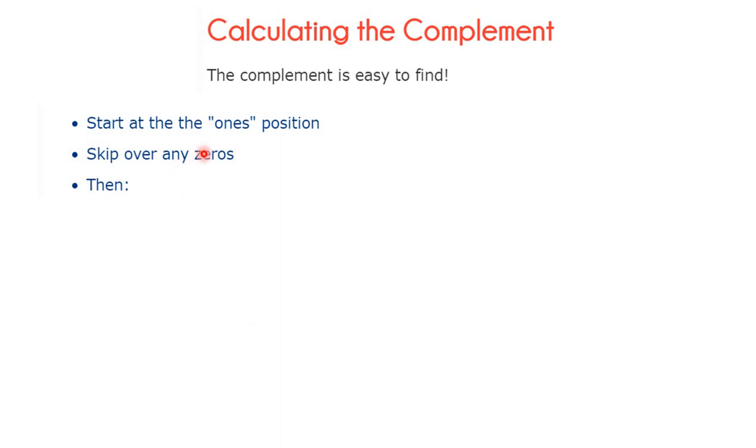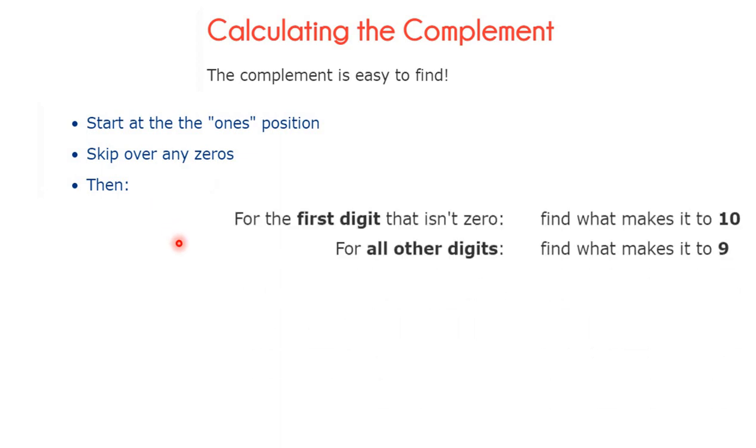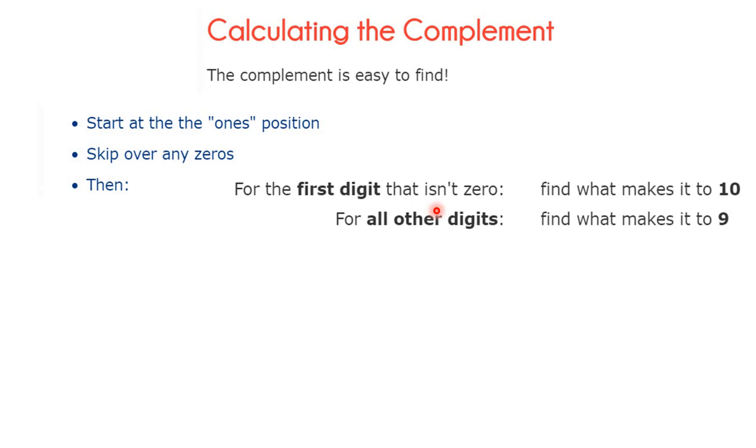So the steps are: start at the ones position, skip over any zeros, and then for the first digit that is not 0, find what makes it to 10, and for all other digits find what makes it to 9. So for example, suppose your y is 172. Then 2 needs 8 to make 10, so it is 8, and for other digits it is 9, so 7 needs 2 to make 9, and 1 needs 8 to make 9. So the complement of y, we will call it yc, is 828.